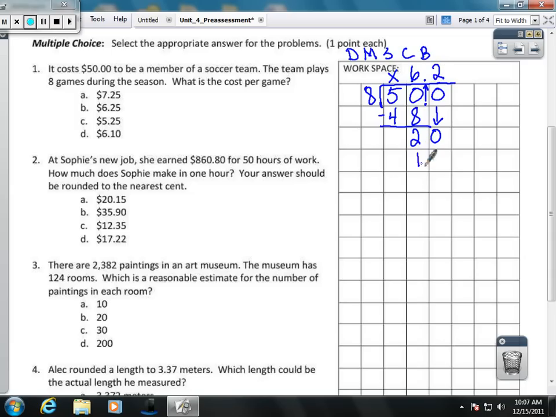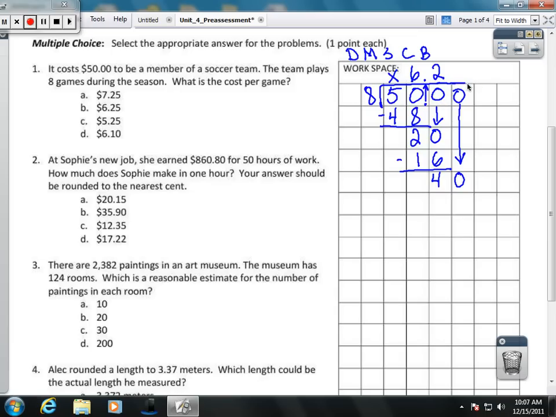So 2 times 8 is 16. Now I do my subtracting. 20 minus 16 is 4. I compare. Is 4 less than 8? Yes, it is. I add another 0, and I bring it down. Keep in mind, I can add as many zeros as I want to at the end of my dividend because it doesn't change the number at all, as long as I have that decimal point right there.